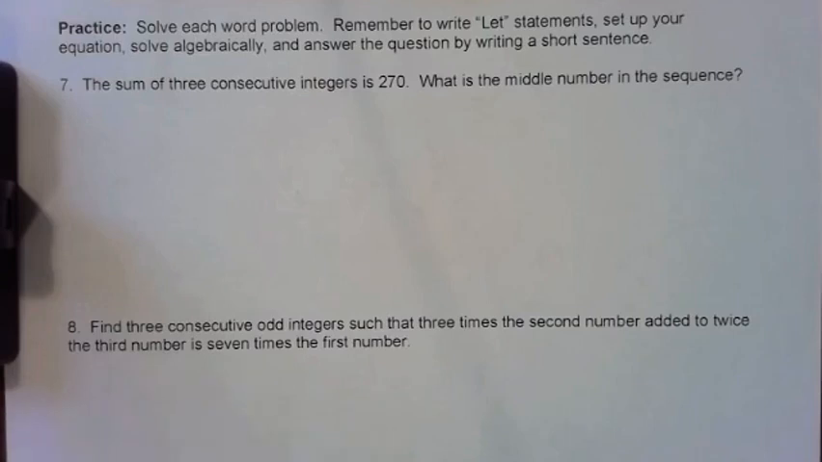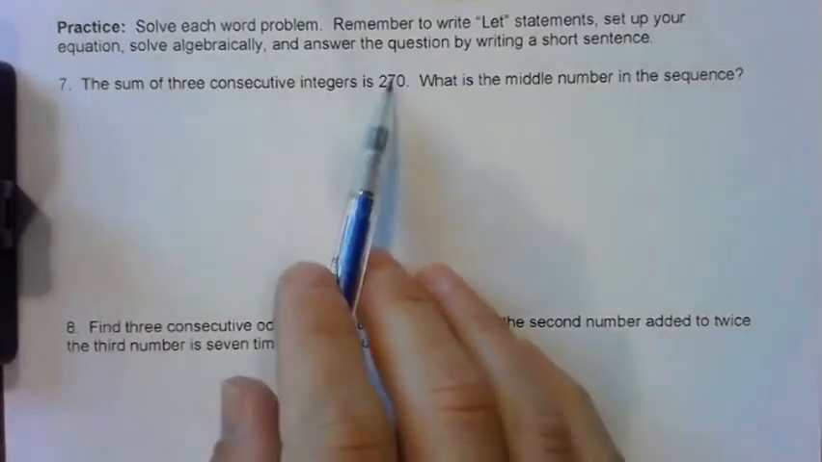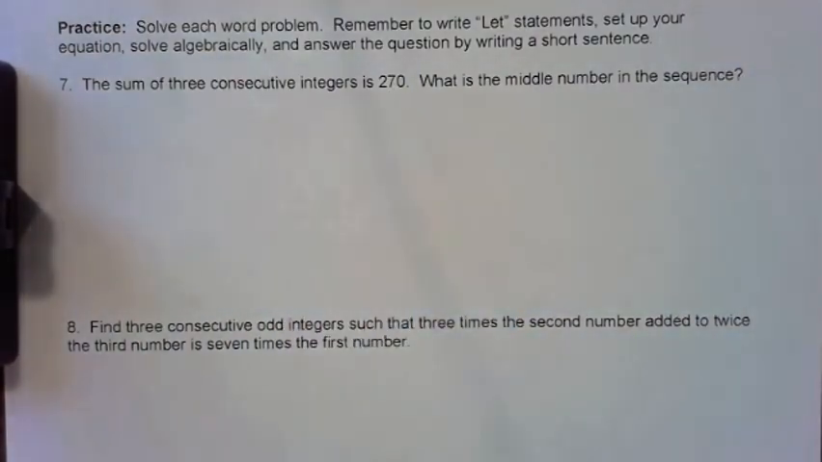Let's go ahead and practice with our perimeter and consecutive integer word problems here. And again, remember with your word problems, you're going to write a let statement. You'll set up your problem algebraically and solve it, and then you'll answer the question just by writing a short sentence. In our next example, the sum of 3 consecutive integers is 270. What is the middle number in this sequence?